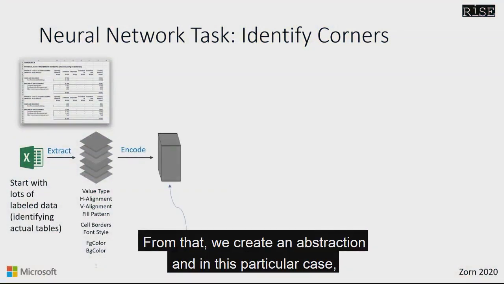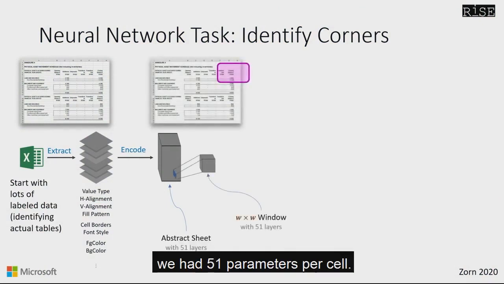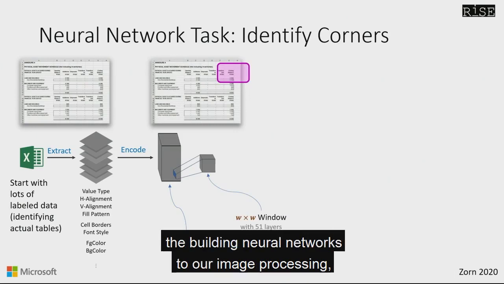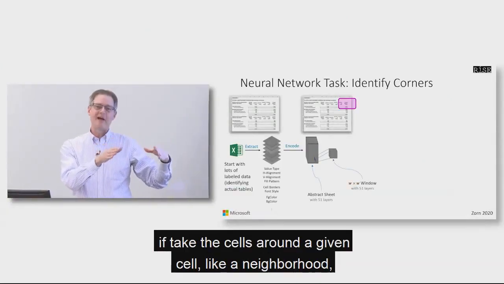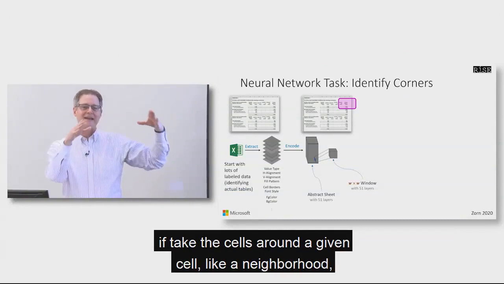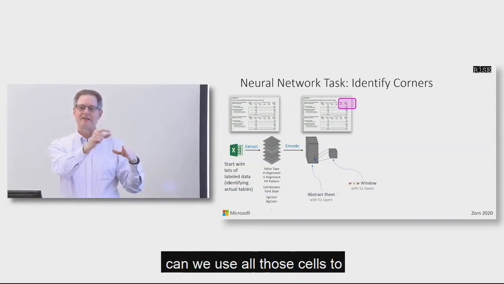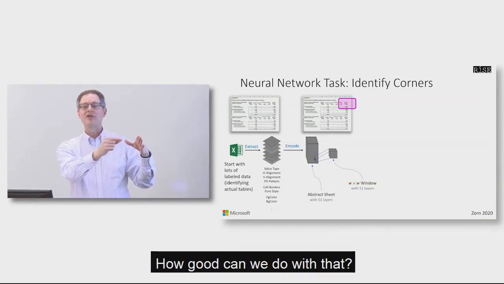From that, we created an abstraction. And in this particular case, we had 51 parameters per cell. The next step is really learning from image processing, the sort of building neural networks around image processing. Then we ask the following question: if we take the cells around a given cell, like a neighborhood, like a 10 by 10 square, can we use all those cells to predict what the value in the middle is? And how good can we do at that?